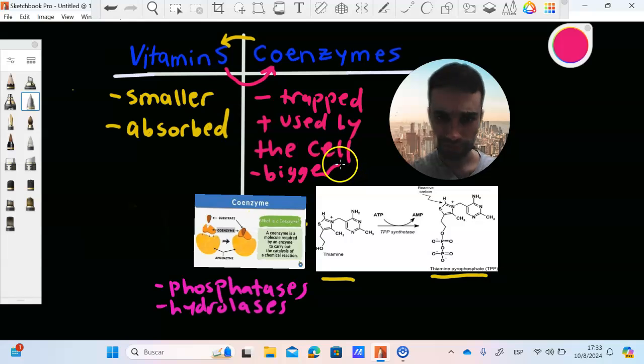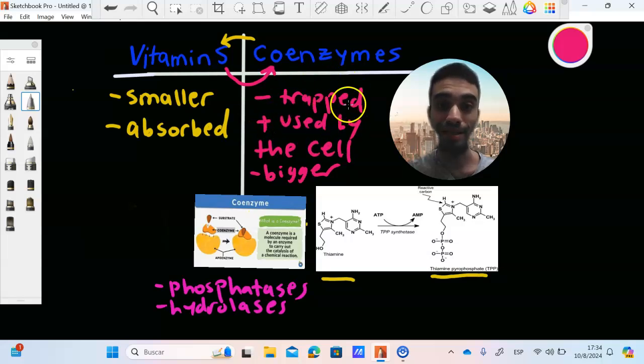For example, coenzymes that come from B1 are very, very important in transketolase reactions and dehydrogenase complexes. Coenzymes that are derived from vitamin B2 and B3 are dehydrogenases and oxidases. Coenzymes that are derived from vitamin B6 play an important role in transamination reactions and decarboxylation. And those that are derived from B7 are important in carboxylation reactions.